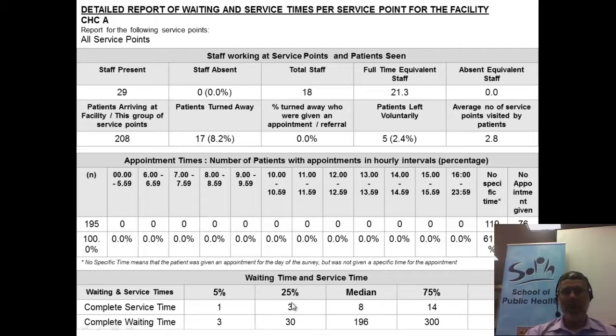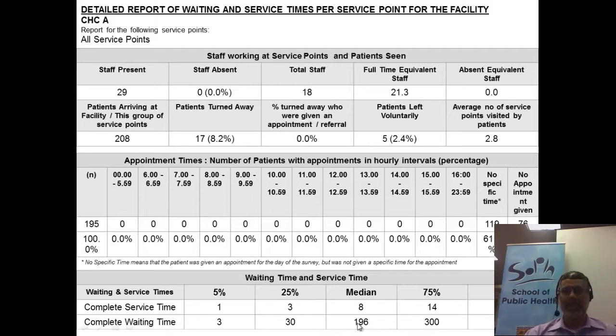Similarly with the 25 and 75% cutoff. So at the 25% cutoff, we know that 25%, or a quarter of patients who attended this facility, waited 30 minutes or less for their complete visit to the facility. While at the 75% cutoff, here we have that a quarter of patients waited 300 minutes or more. That is 5 hours or more at the facility for their complete visit.